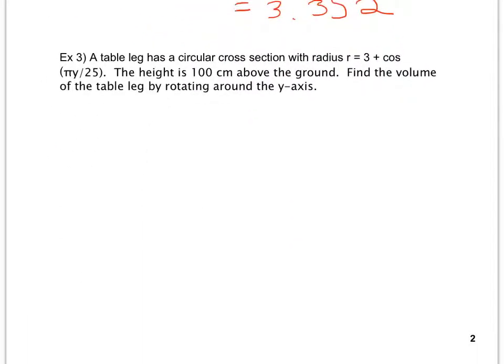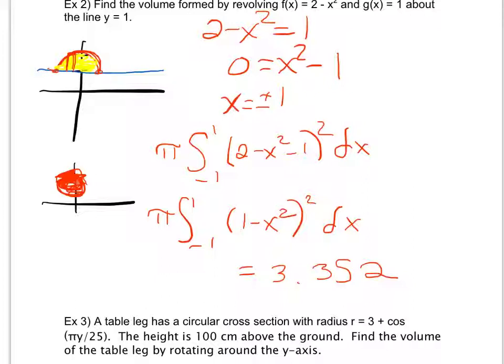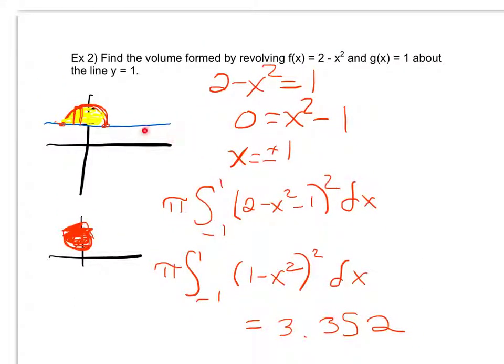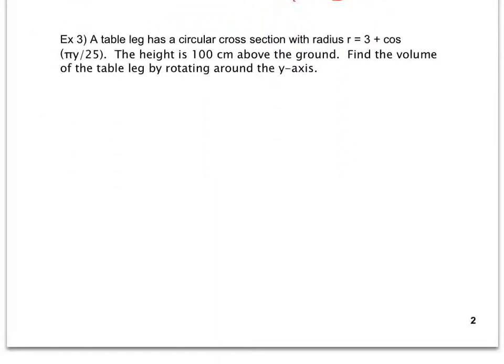So what about this one? I have a table leg that has a circular cross-section. It gives me the radius, this crazy function. The height is 100 centimeters above the ground. I have to find the volume if I rotate around the y-axis. So notice now the other one, this one and the previous one, I rotated around a horizontal line. So now I'm going to rotate around a vertical line.